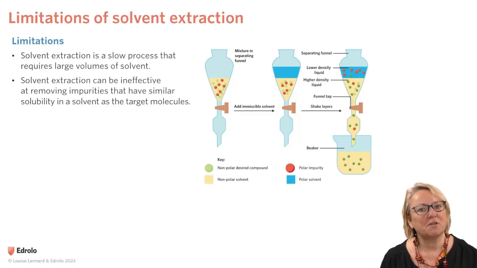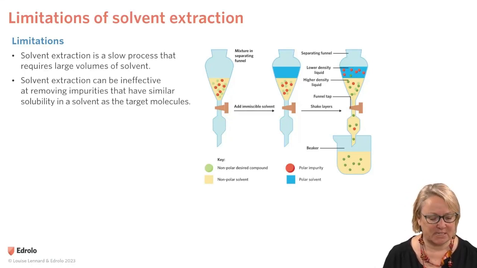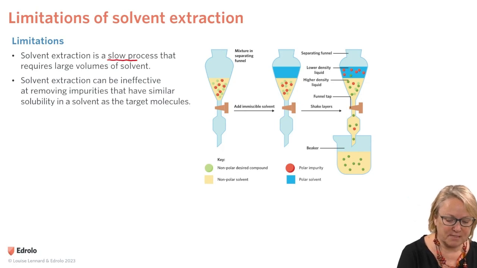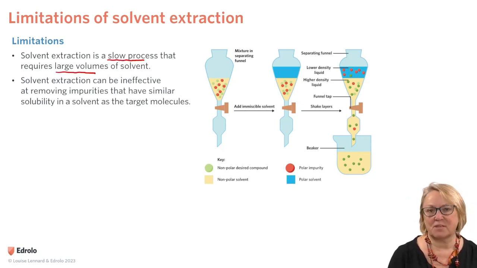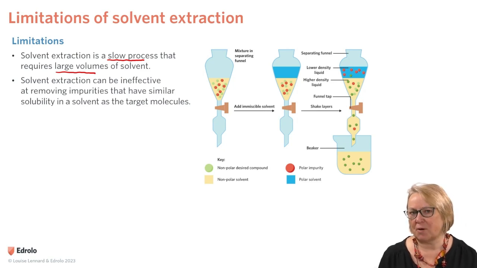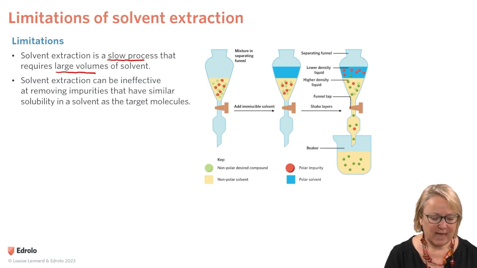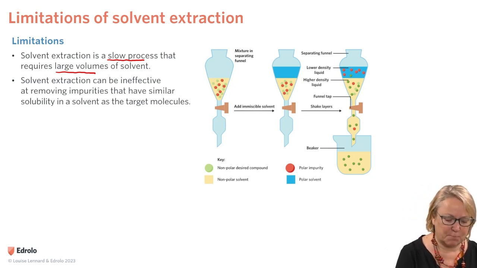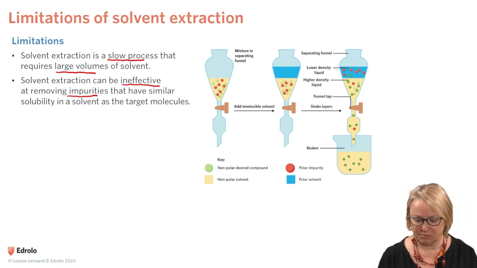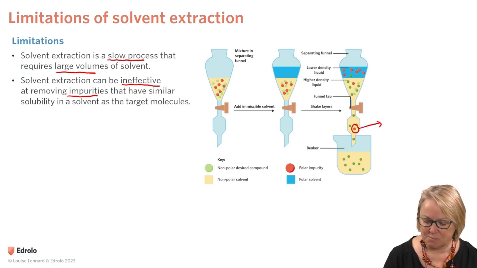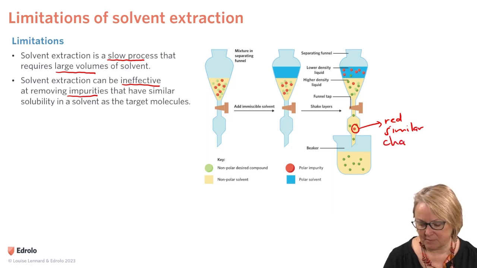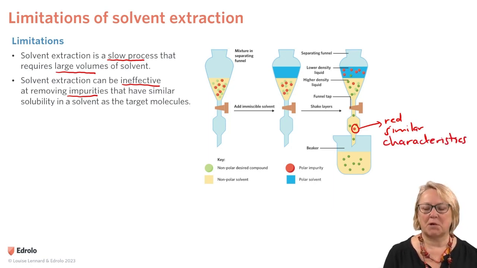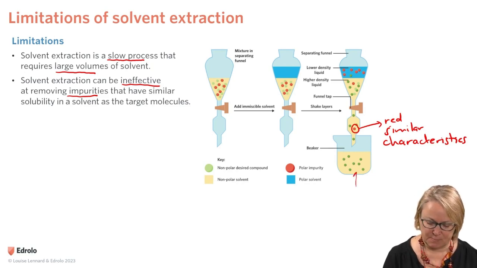So while solvent extraction is useful, it does have some limitations. It's a slow process that requires large volumes of solvent, and that can be an issue when we're talking about green chemistry, just the quantities of chemicals that are used. And it can be ineffective at removing impurities that have similar solubility as the target molecules. So in this case, this red molecule has similar characteristics to the chosen material. So one of those red molecules has made it through into this beaker.